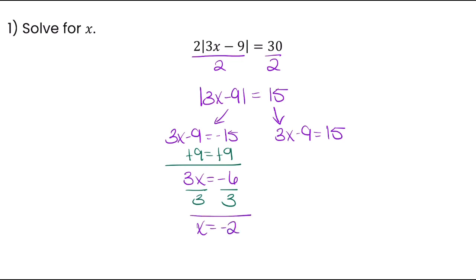Over here, I'm going to do the same steps, so I'm going to add 9 to both sides. When I add 9 to both sides, I get 3x equals 24. And now I need to divide both sides by 3, so I get x equals 8.